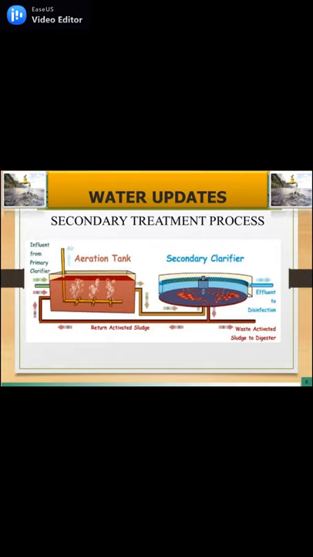You can see the air pipe coming into the aeration tank. Through the bridge, the diffusers at the bottom give air or oxygen to keep the bacteria alive. The air is produced by air blowers of various capacities.